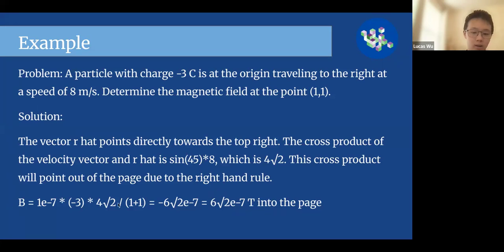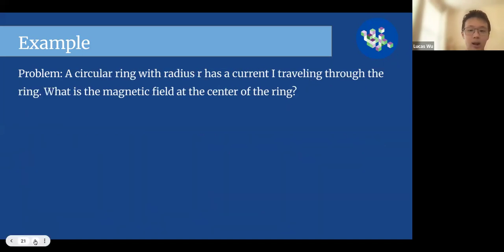Okay, let's go on to the next problem. A circular ring with radius r has current I traveling through it. What is the magnetic field at the center of the ring? I'll just quickly go over this because we're almost out of time. This is our ring, which has radius r, and the current travels through the ring.